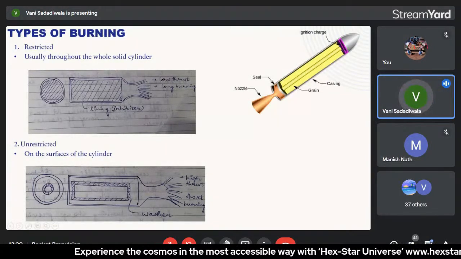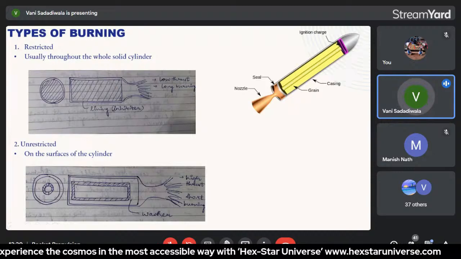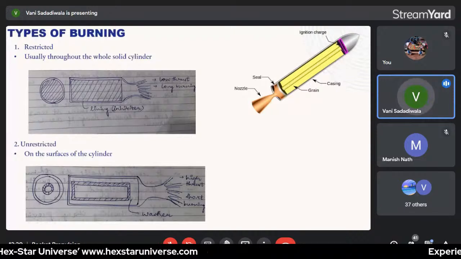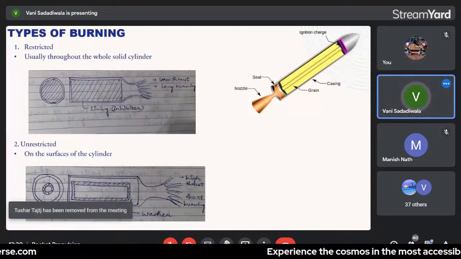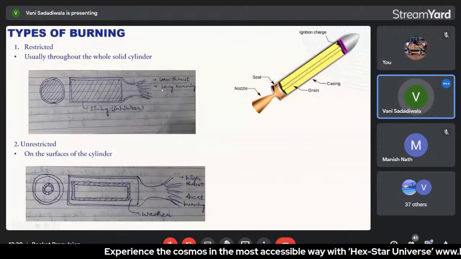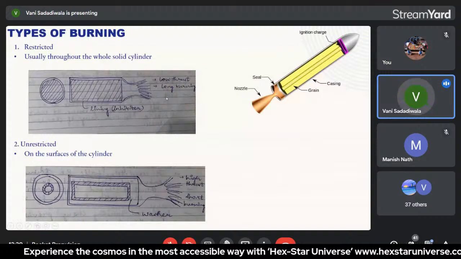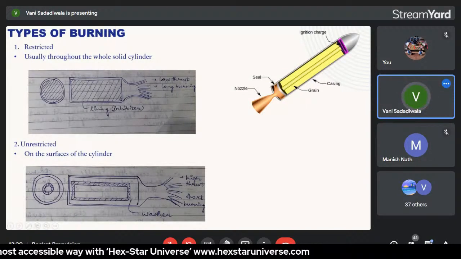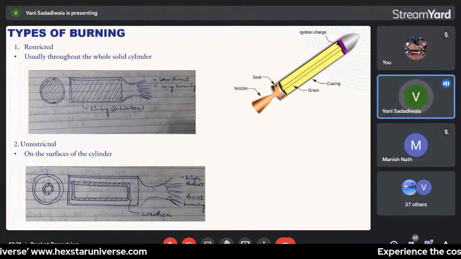So if we consider this restricted burning case, the burning occurs in the whole cylinder, and the grain which stores the propellant allows the burning and the consumption of matter throughout the whole cylindrical area. This kind of restricted burning has two major characteristics: that at the end of the process, only low thrust is obtained and it burns during a long period of time. So there are two major characteristics, that is low thrust and long burning.